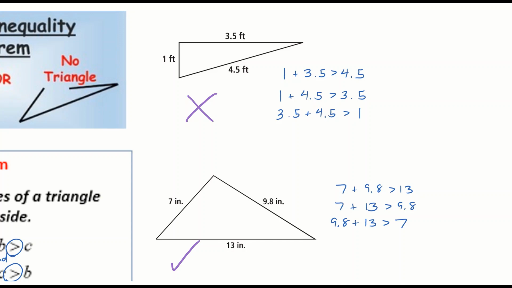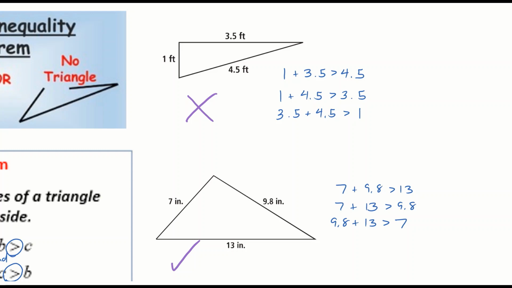The first triangle, the one with 3.5 and 4.5 in its side lengths, no, that one can't exist. Cannot exist. But the bottom one can. All right, let's examine why the top one can't. It's because of that inequality sign. Remember, it's very specific. It is a greater than sign. It's not greater than or equal to. It is exclusively greater than.